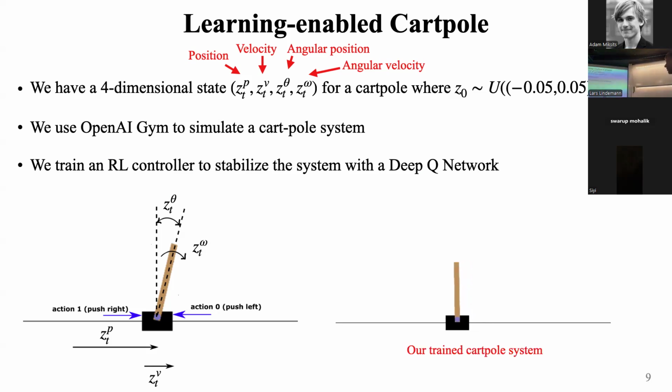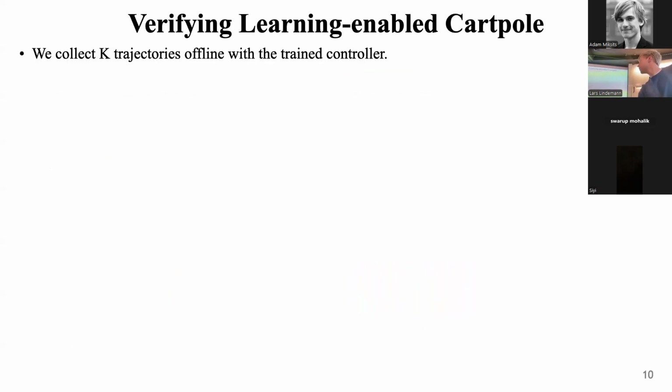And you can see the system over here. You can see it stabilizes, but after a while, it kind of drifts off. Okay, so we want to verify the system. And to begin with, how would you verify such a controller with classical tools? It would be really difficult because you have a deep Q network, you have a feedback system that has a neural network with the nonlinear activation function.